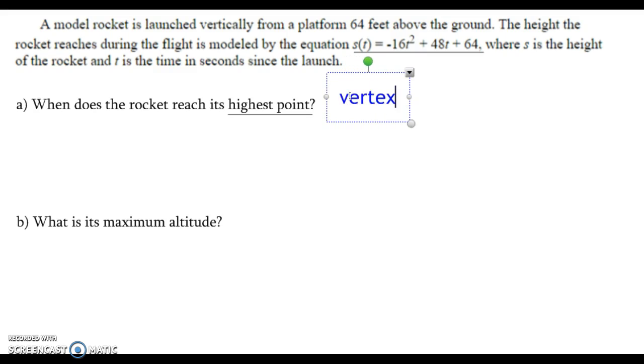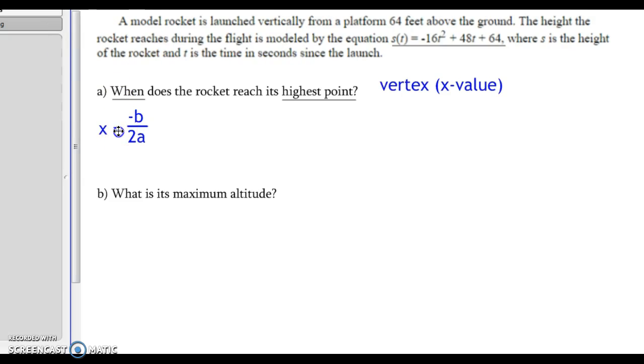And specifically, it asks when does the rocket reach its highest point. So we're not just looking for the vertex, we're looking for the x value of the vertex. When it talks about time, that's the variable, and the highest point is the vertex. You recall from class that the equation to find the vertex is x equals negative b over 2a.